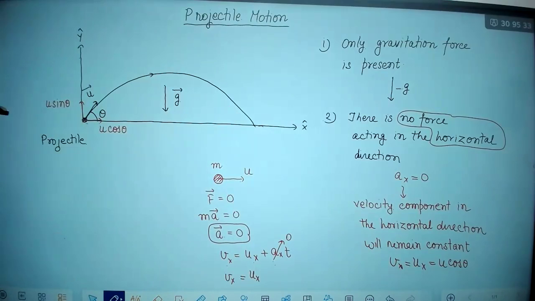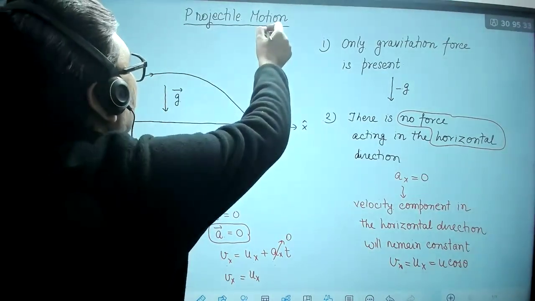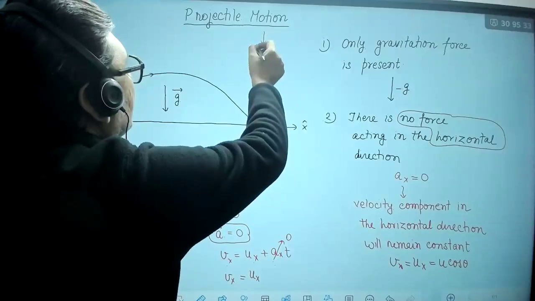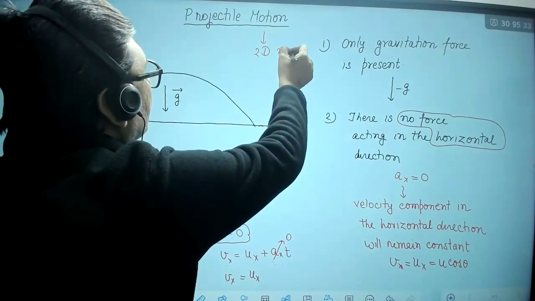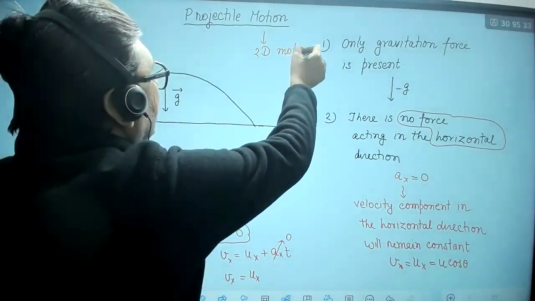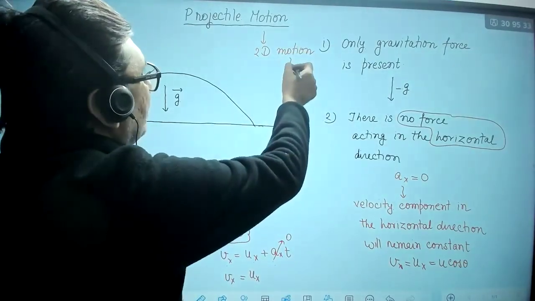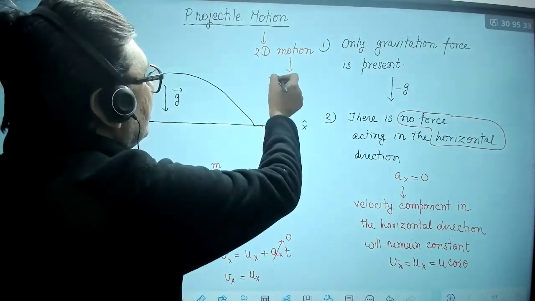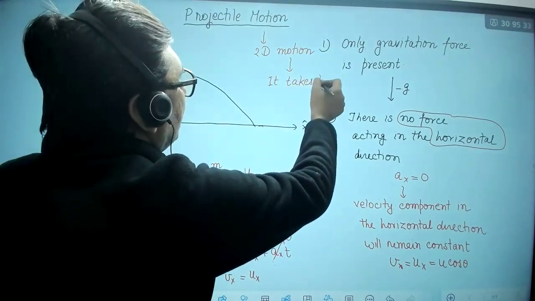Now, come back to this. In this projectile motion, what is the most important thing? This is a two-dimensional motion. What type of motion is this? This is 2D motion. It takes place in a plane.